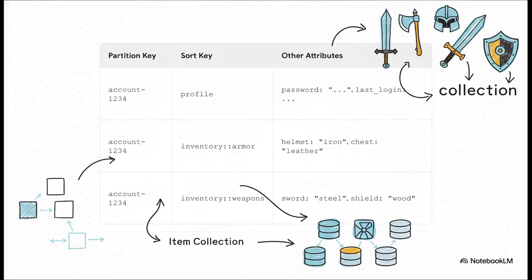What we've built here is what's called an item collection. It's just a fancy name for a group of items that all share the same partition key. And because they're physically stored right next to each other, we can grab all of them at once in a single, super fast operation. This is how you do one-to-many relationships in DynamoDB.